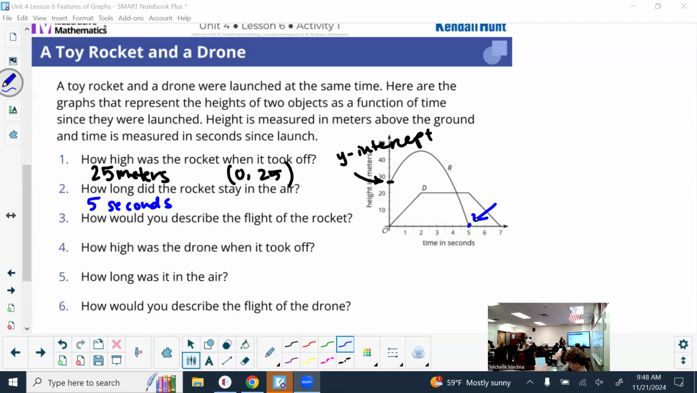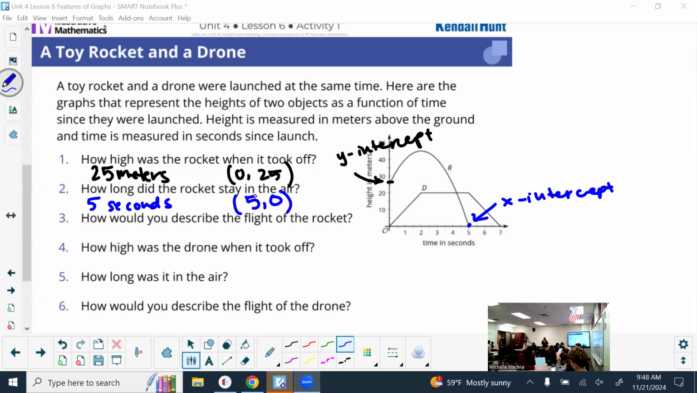what do we call that part of the graph? The x-intercept, we know that by definition, that is when the y is 0. So when the height is 0, it's no longer in the air. That's how we know. Good. 5 seconds written as a coordinate would be 5, 0. So it goes x and then y.